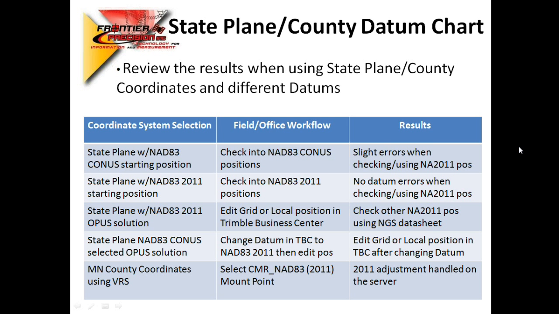And then lastly, when I'm using Minnesota County coordinates and I intend to use the NAD83 adjustment, make sure that you're selecting that mount point when you go out in the field, because that adjustment is being handled on the server. You don't have to do anything in the field to select it. That's being done on the server, so nothing needs to be done in the field to adjust for the county coordinate system.